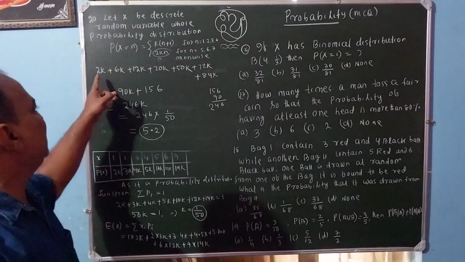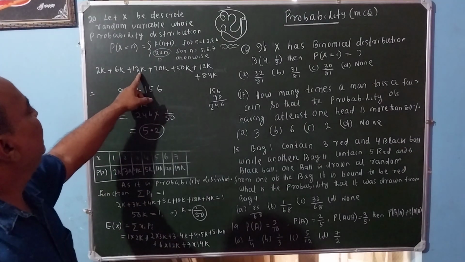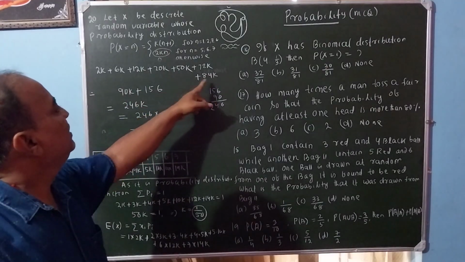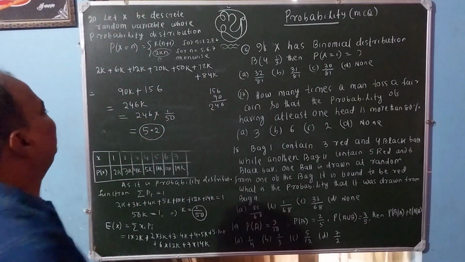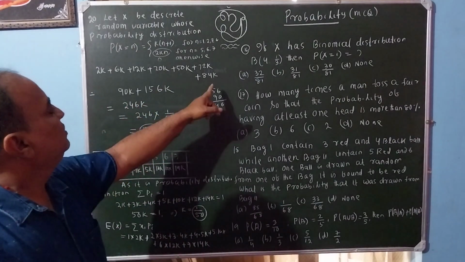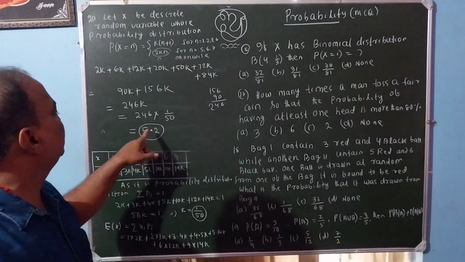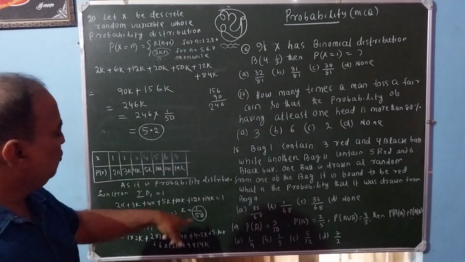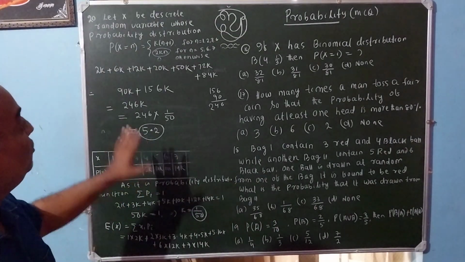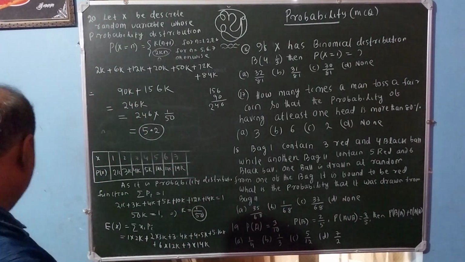Again, you have to calculate: 2 plus 6, 20, 40, 90, the total is 246k. Multiplying by the k value, 1 by 50, after simplifying the result will be 5.2. So the expectation value is 5.2. This is the correct answer of the question.